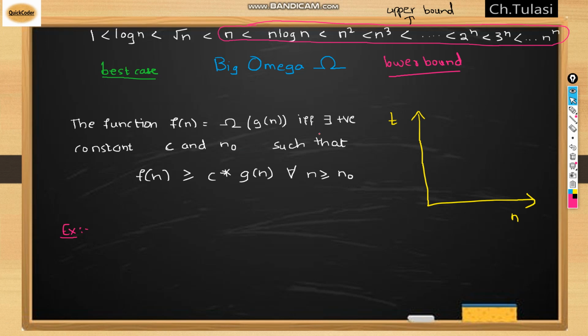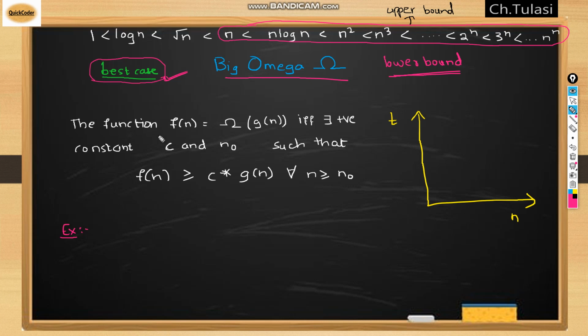Okay friends, now let's see. So what is big omega? It tells the lower bound and it is the best case. Best case in the sense that it always says that in any case you cannot achieve better than this solution. So that is the reason it is the best case. It always says you cannot achieve better than this.